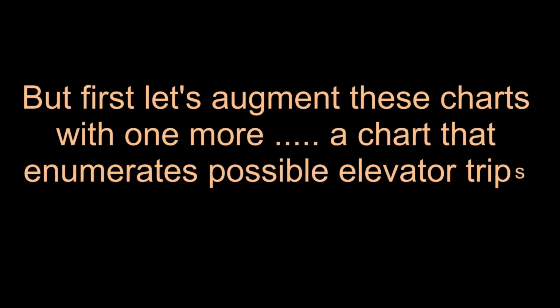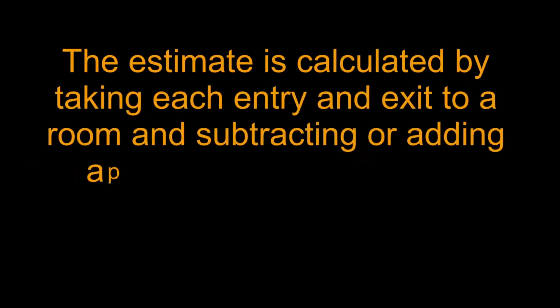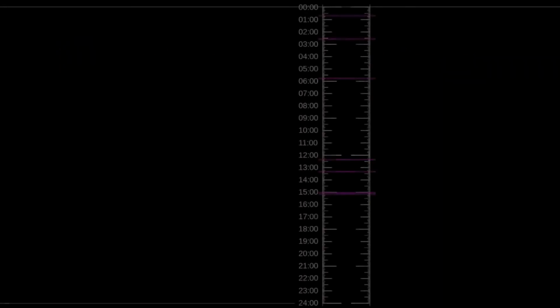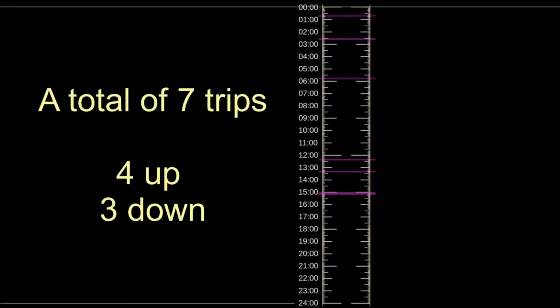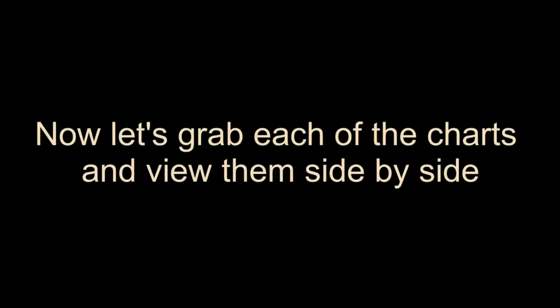Now, of course, the first thing I want to do is add yet another chart, and this time I'm going to talk about the elevators. So I took the Lock Interrogation Report and estimated where the elevator rides up and down would be, and then I put them into this chart. It turned out they were a total of 7 trips, 4 up, 3 down. Around the 3 o'clock time frame, you'll see that there are 2 trips, even though it looks like 1, and that's when he did the VIP check-in at room 134.